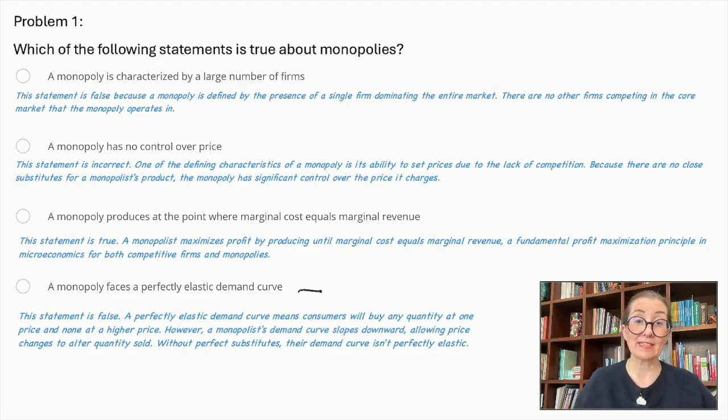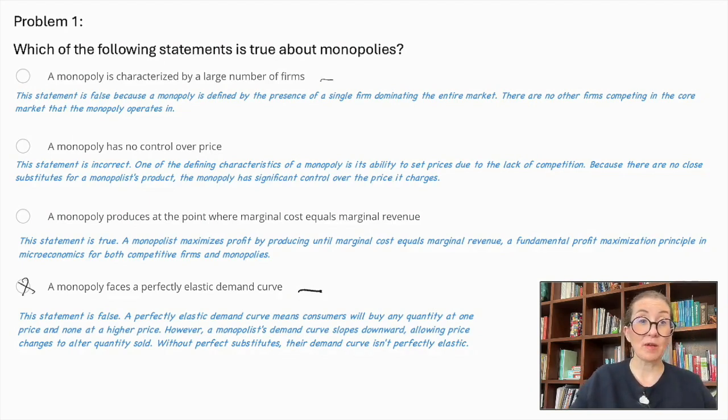A perfectly elastic demand curve implies that consumers are willing to buy any quantity of the product at a certain price, but none if the price increases even slightly. In contrast, a monopolist faces a downward sloping demand curve, indicating that the monopolist can alter the quantity sold by changing the price. Because there are no perfect substitutes for the monopolist product, the demand curve they face is not perfectly elastic. So we can eliminate that answer.